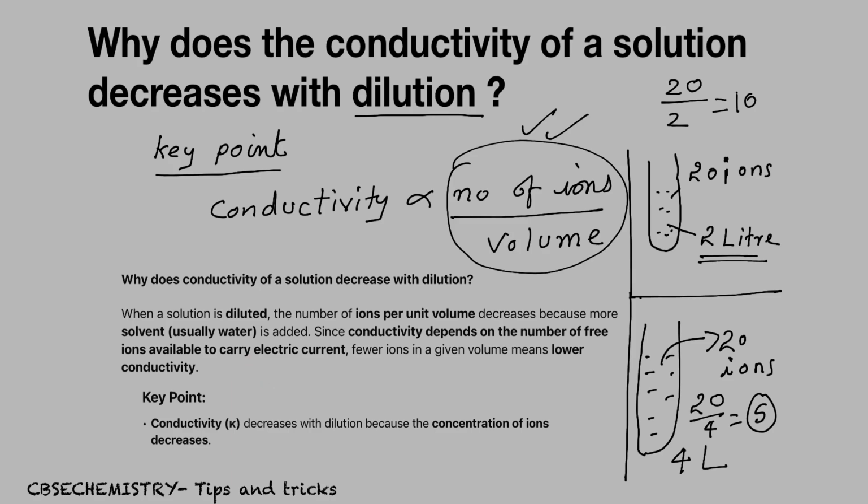Hope you understand. Remember this: conductivity decreases with dilution because the concentration of ions, or the number of ions per unit volume, is decreasing. Hope all of you understand.